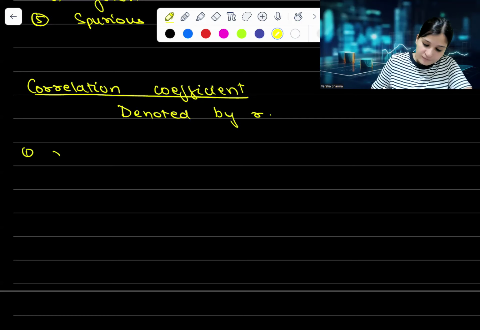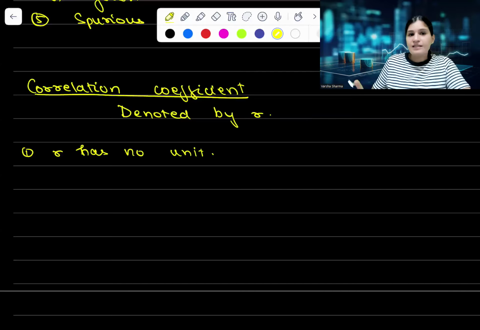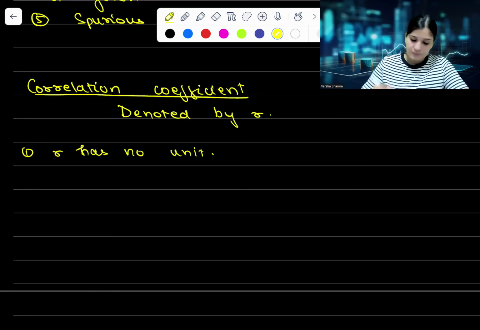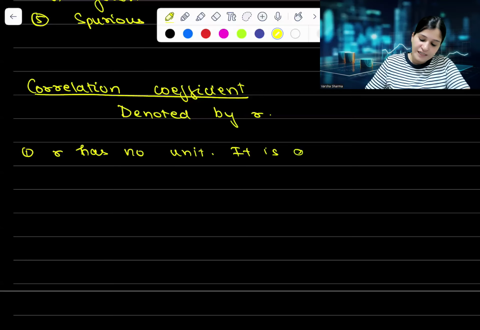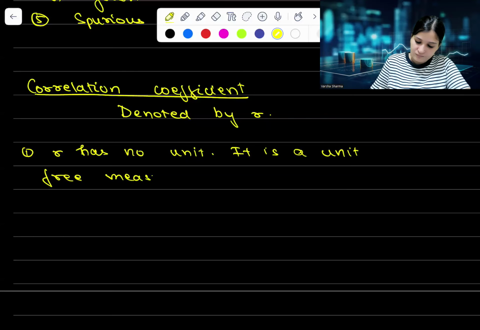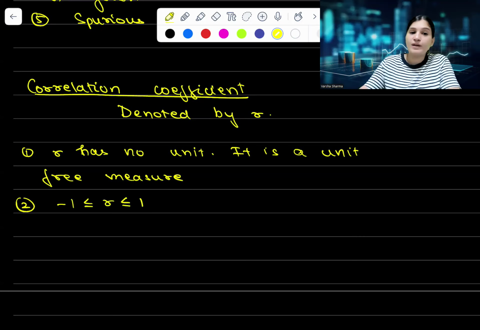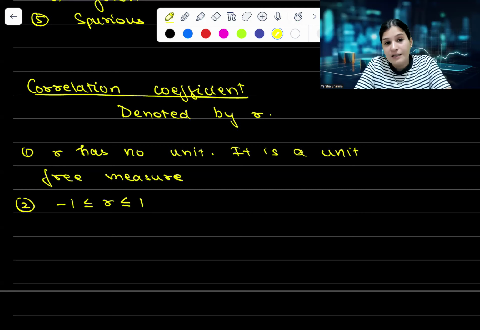Now, what are the properties? R has no unit because it is a ratio. When you see the formula, you'll always see something by something. So, since it is a ratio, it can never have a unit. It is a unit-free measure. Second, the value of R lies between -1 and +1, both included.